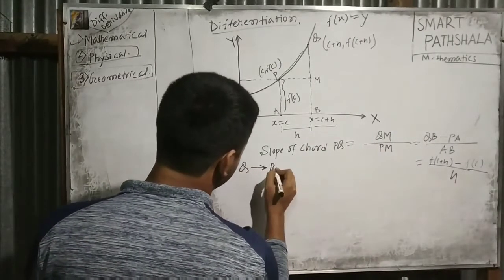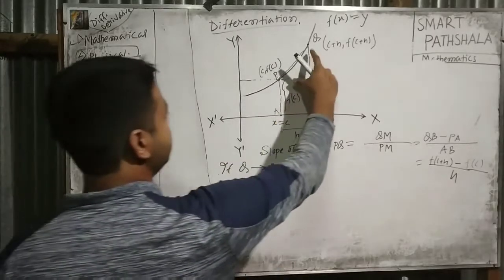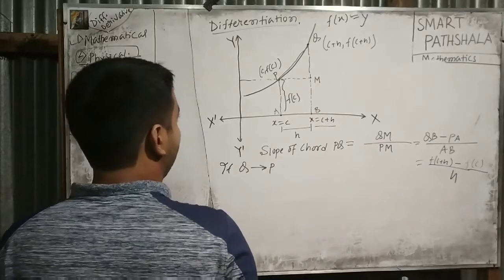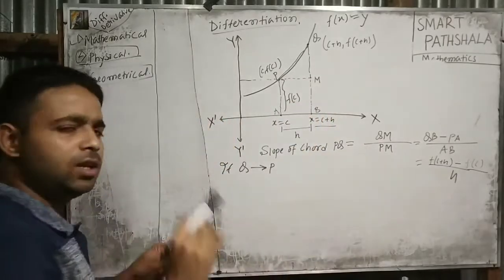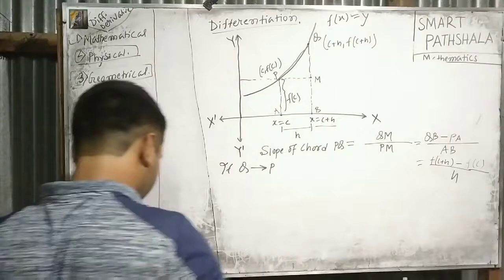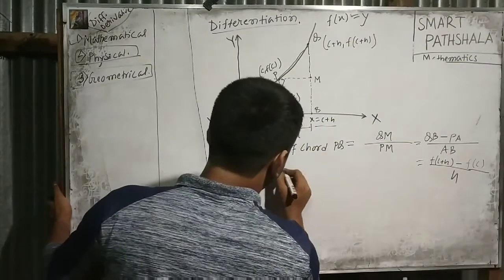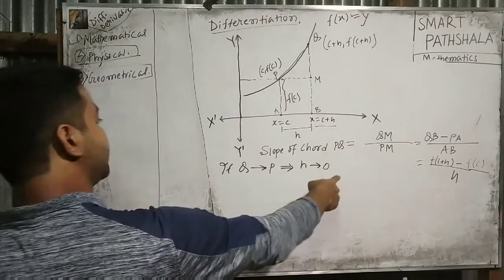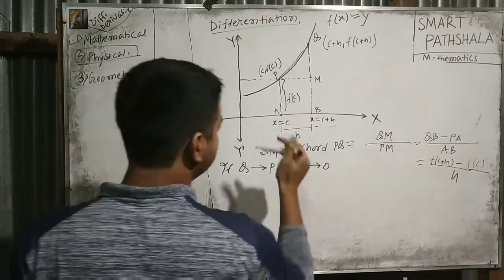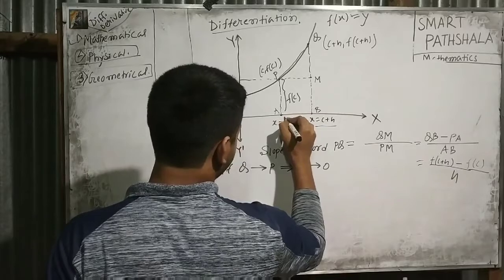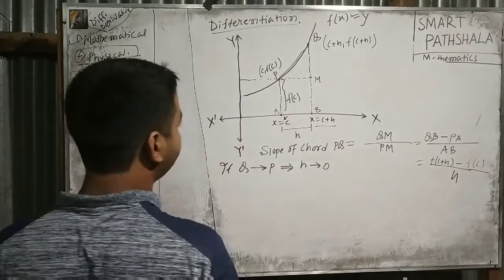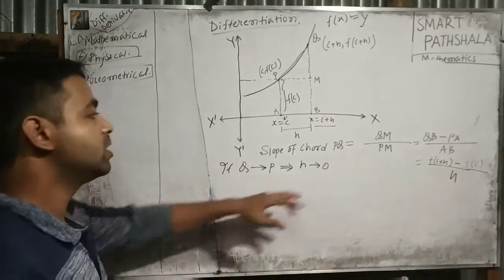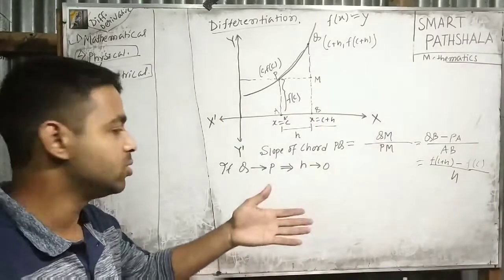If Q is approaching towards P, suppose this Q is coming towards P like this. When it comes very close to P, very close, then what happens? It implies h tends to 0. It becomes P dash, this becomes very small. Then, if we need to calculate this value, obviously we need to put a limit over here. It is known by everybody.